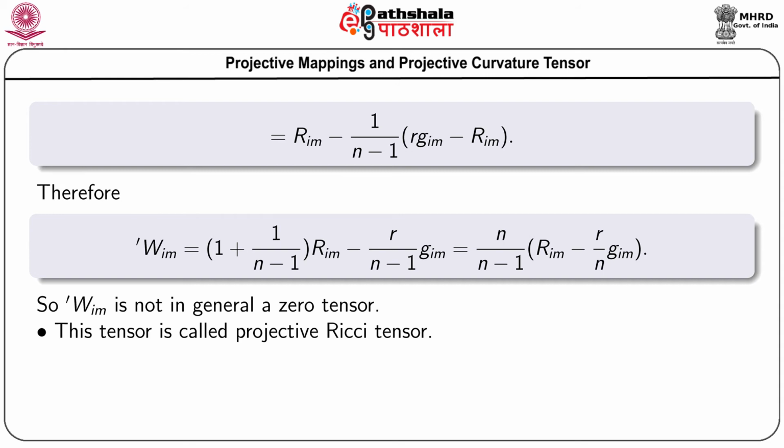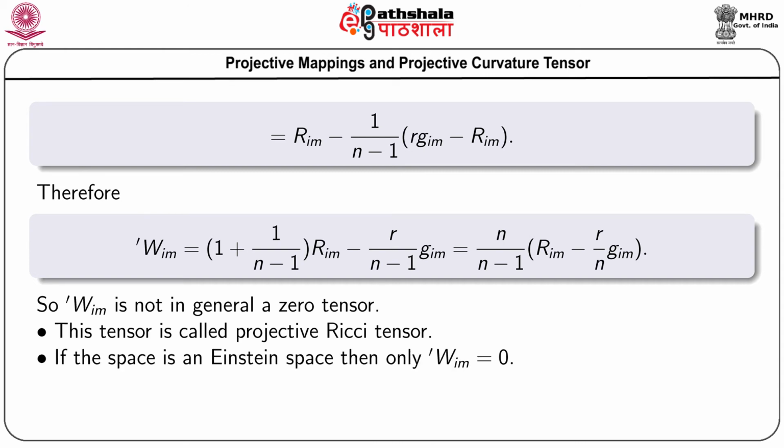This tensor is called the projective Ricci tensor, and only if the space is an Einstein space is this W'_{im} equal to 0, because on the right hand side, in that case R_{im} will be equal to (R/n) g_{im}, and so W'_{im} will be equal to 0 for an Einstein space.